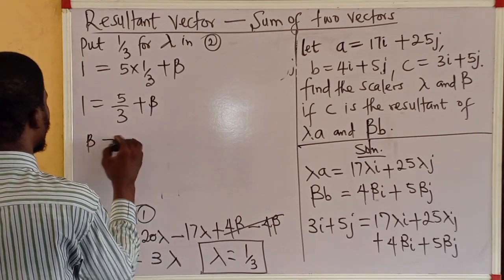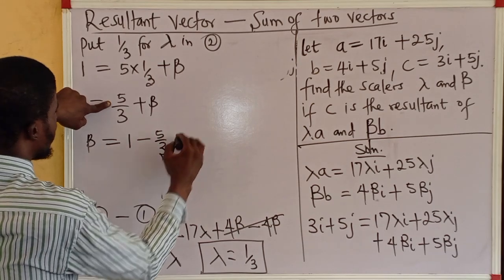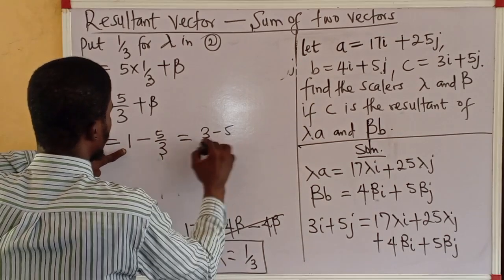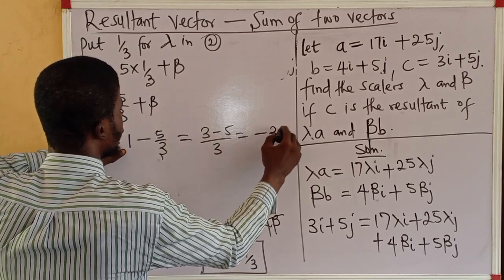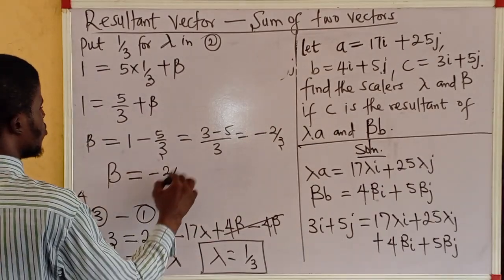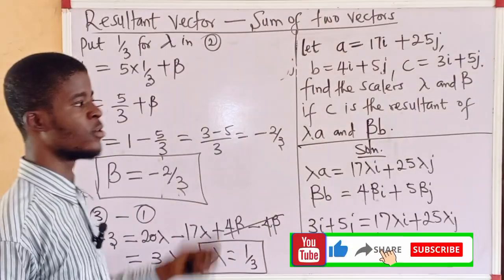So beta will now be equal to 1 minus this. 3 times 1 is 3, minus 5 over 3. And that's what? Minus 2 over 3. So beta is minus 2 all over 3. So this is it for the very problem that we have on the board.